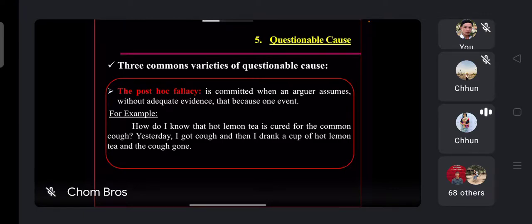Yesterday I got a cough and then I drank a cup of hot lemon tea and the cough was gone. For this example, we can see that the arguer assumes that because her cough disappeared after she drank a cup of lemon tea, drinking lemon tea must have cured her cough. It is more reasonable to suppose that the arguer never really had a cough, or that the cough simply got better on its own.